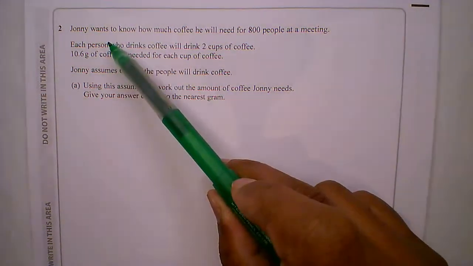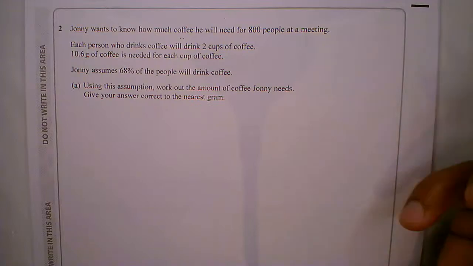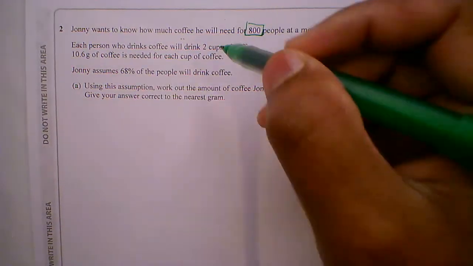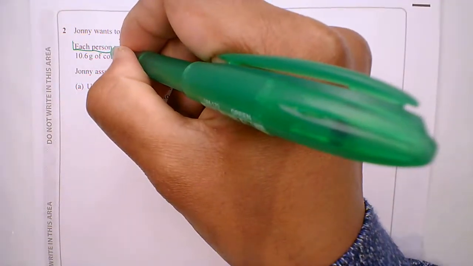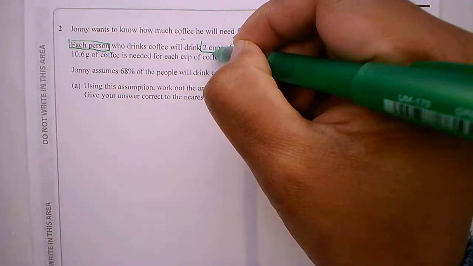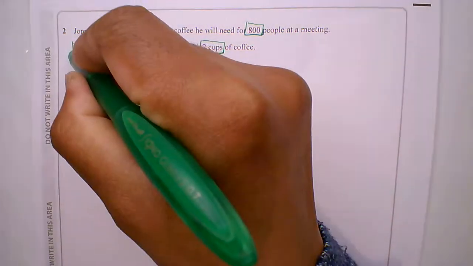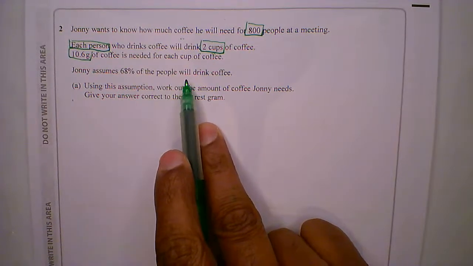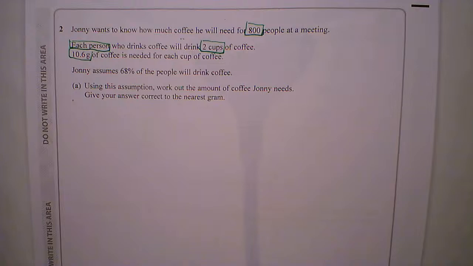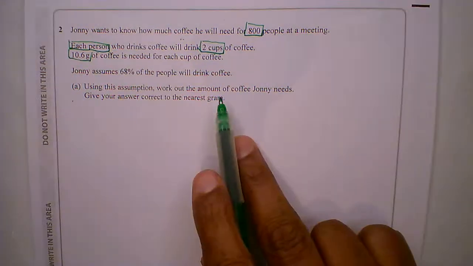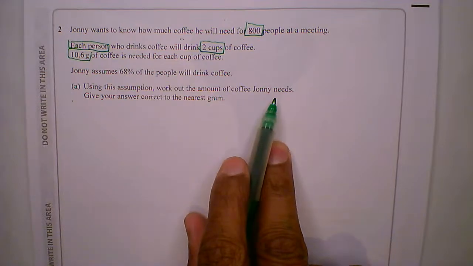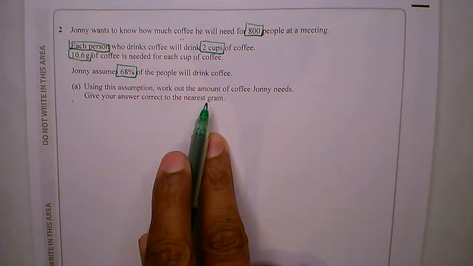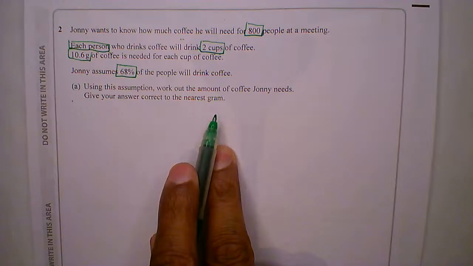Okay, I think that's enough time. So Johnny wants to know how much coffee he will need for 800 people at a meeting. So 800 is a key number there. Each person who drinks coffee will drink 2 cups of coffee. 10.6 grams of coffee is needed for each cup of coffee. Johnny assumes 68% of the people will drink coffee. Using this assumption, work out the amount of coffee Johnny needs. So 68% is what I need to highlight. Give your answer correct to the nearest gram.